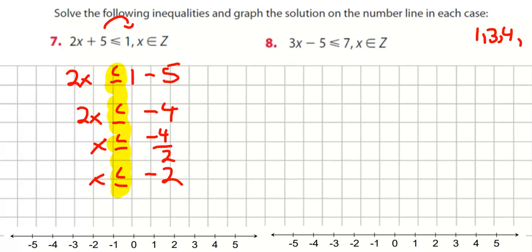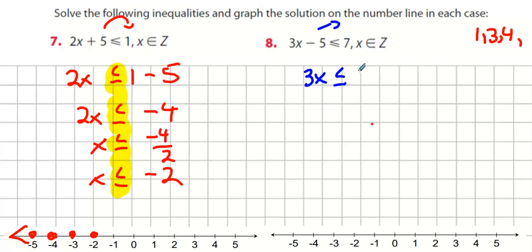Now, all the numbers smaller than minus 2, what do you think? Minus 2, yeah. What else? Minus 3, minus 4. Does it go on forever? Yeah. So just put a little line to say we're going on forever. Okay. Now, what do you think about the number 8? It's great. Less than 7. Yeah, that's okay.